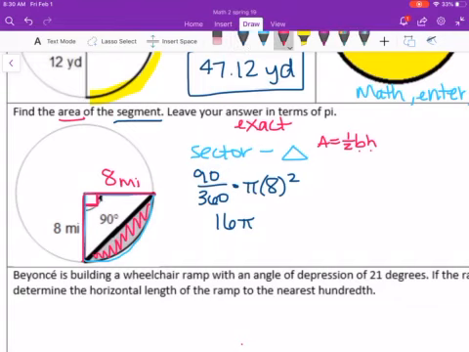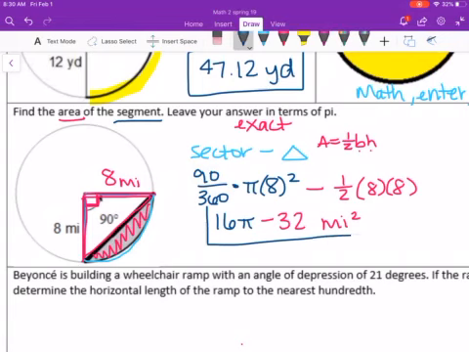But then we need to subtract the area of the triangle, which in this case is 1/2. Base and height are both 8. They're both radii of the circle. And since we have this 90-degree angle here, that triangle makes it pretty easy to find the area. So when we put that in our calculator, 1/2 times 8 times 8, we get 32. So it's 16 pi minus 32 miles squared, because remember it's area, so it's units squared.